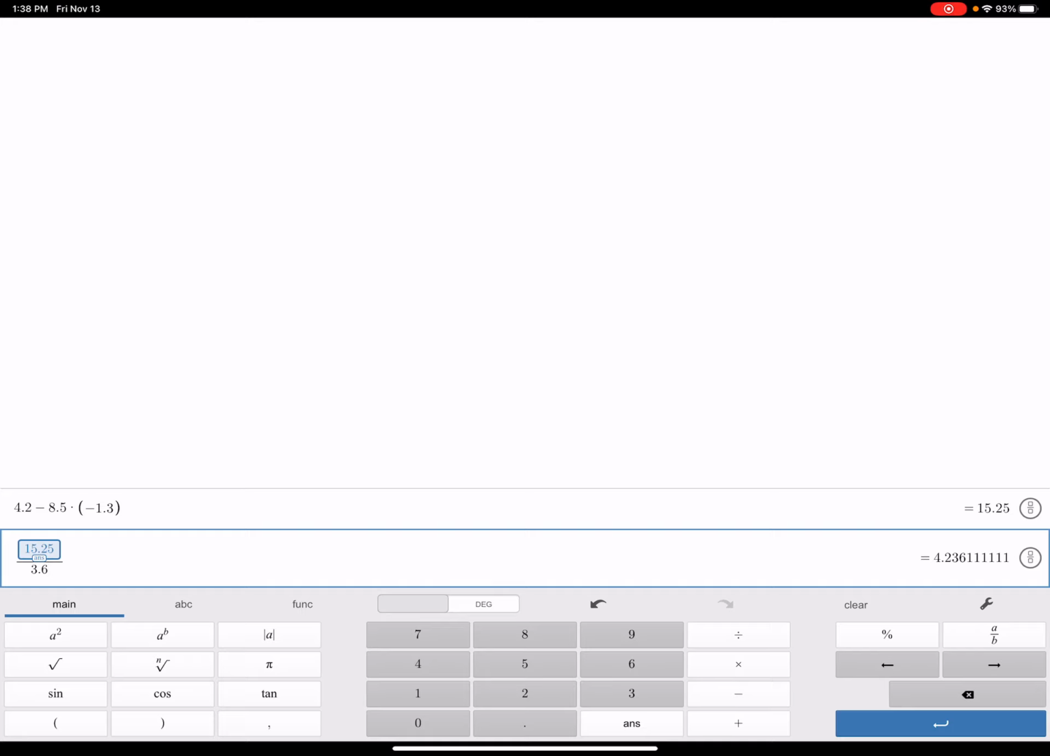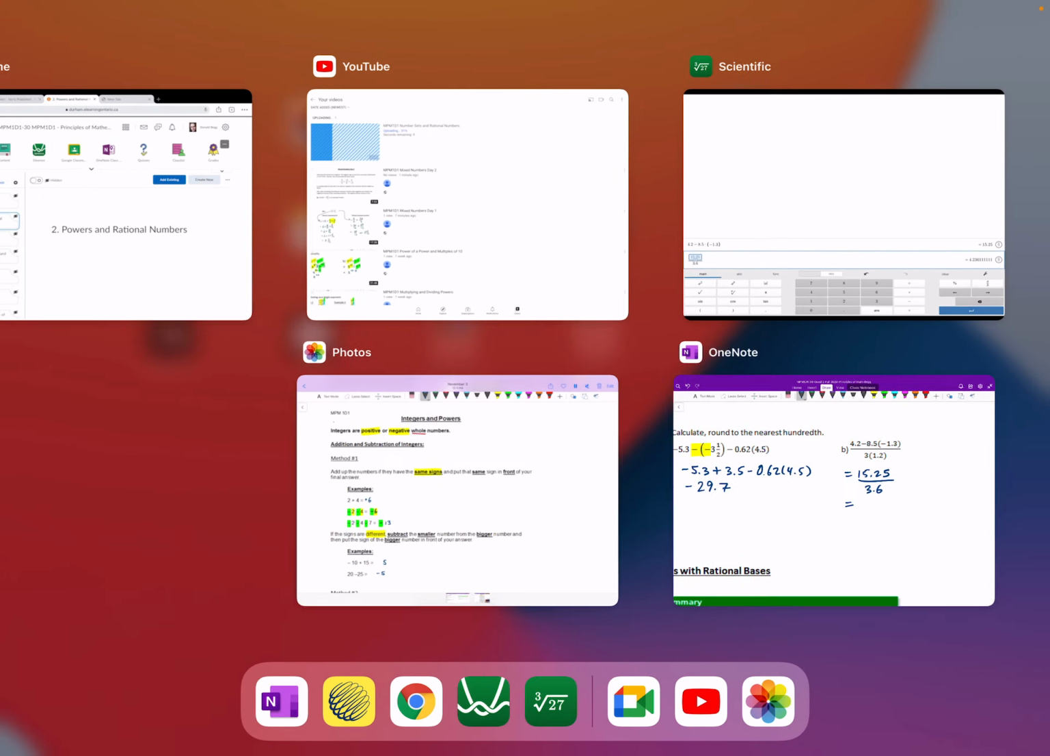4.236111, etc., repeating. If we're not told how many decimal places we should go to, my general rule of thumb, I'll go to 2 decimal places unless I'm told otherwise. So to round this one, the second decimal place is the 3, but I need to look at the next one, which is the 6. 6 tells me to round up, so I'm going to round that to 4.24.